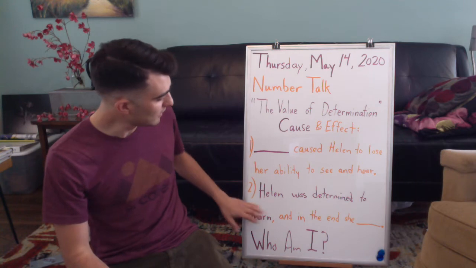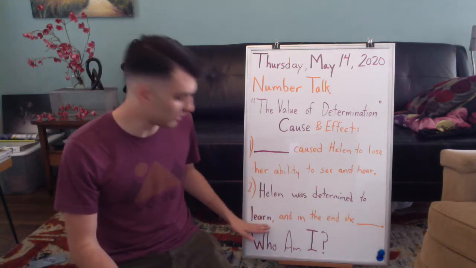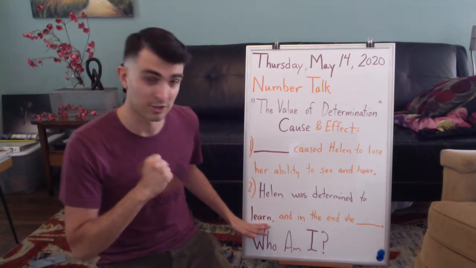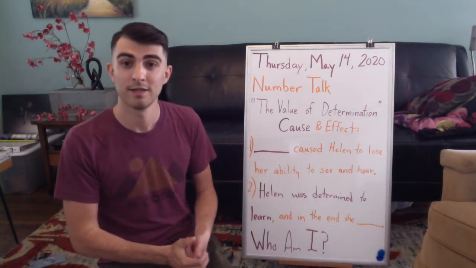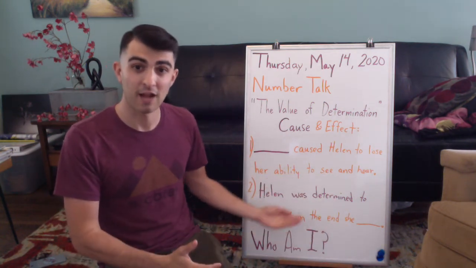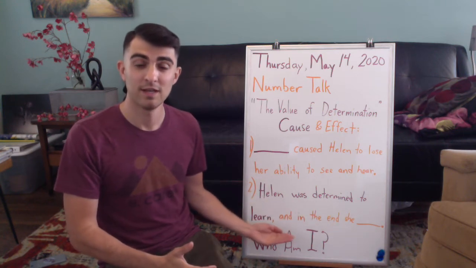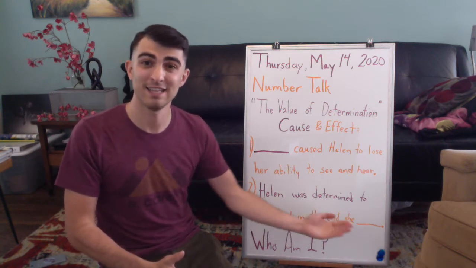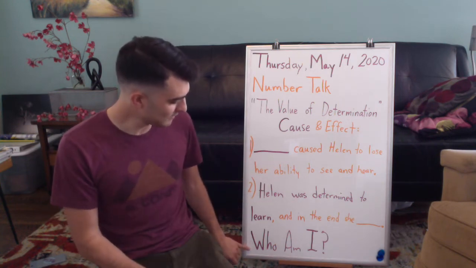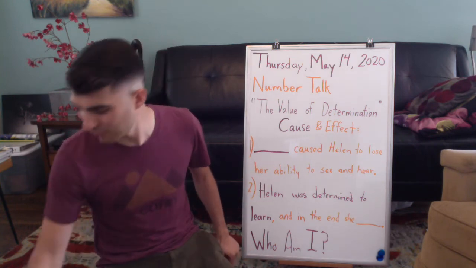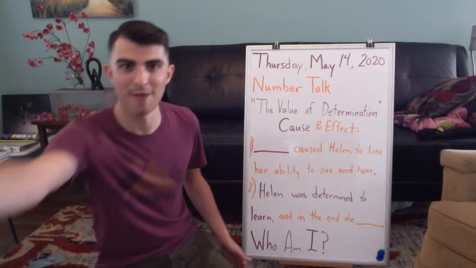And then here, Helen was determined to learn. She was determined to learn, and in the end, she blank. The cause, Helen was determined to learn, and what did that affect in the end? We'll review those tomorrow, and let's wrap with our Who Am I?